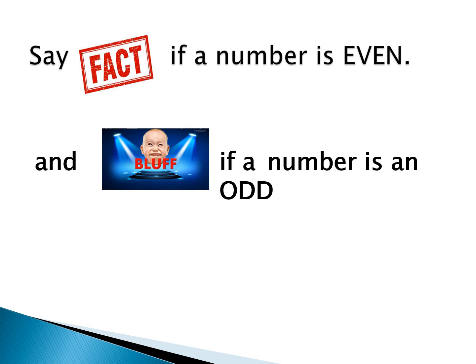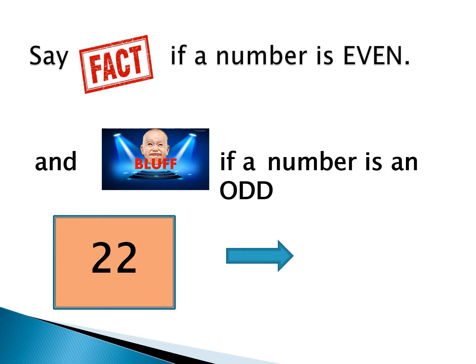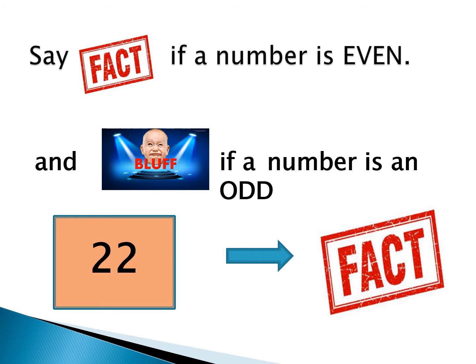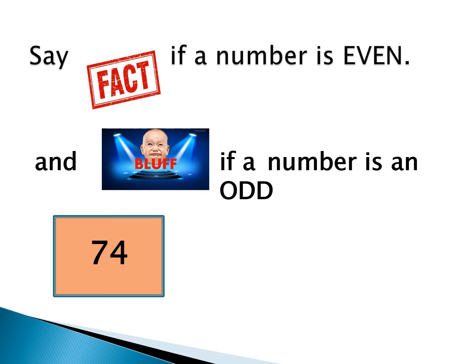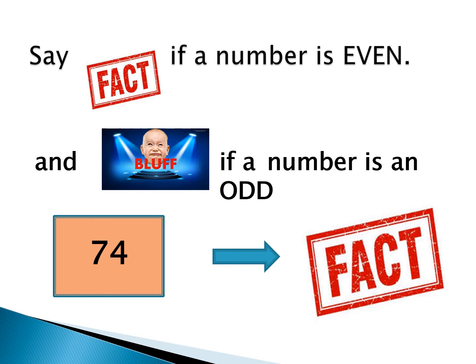Next number, 22. Is it fact or bluff? Okay, it is a fact. 22 is an even number. Next number, 74. Is it fact or bluff? Correct. 74 is an even number. So it is a fact.